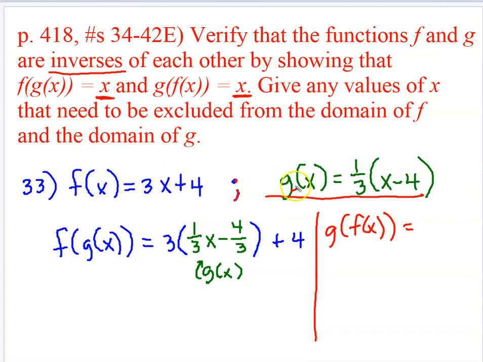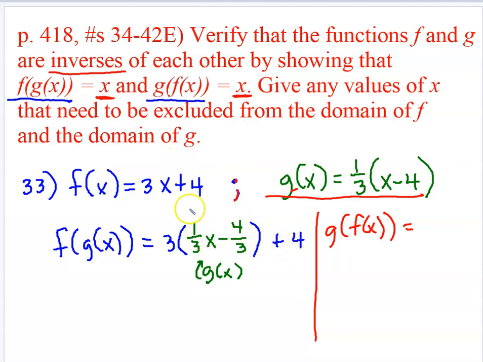So I've got these two functions, f and g. If I do this composite, f of g of x, and I get x, and then I turn it around and do the g of f of x composite, and I also get x, then I'm proving that these two functions, f and g, are inverses of each other. And then we'll talk about this final sentence at the end about the domain of f and g.